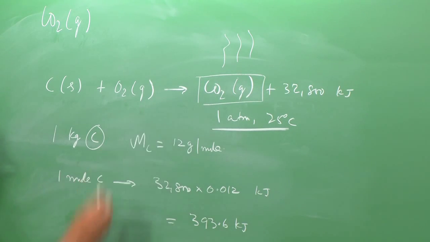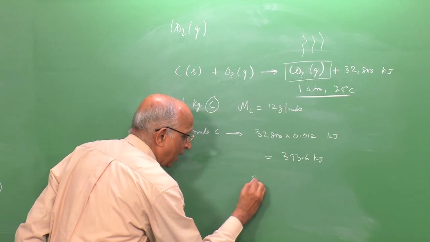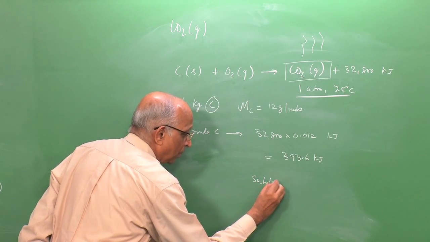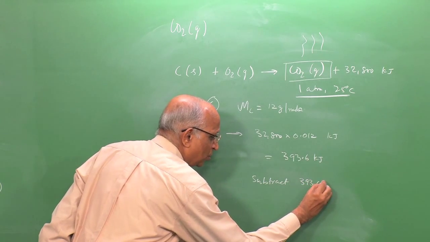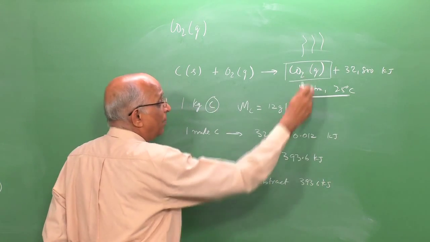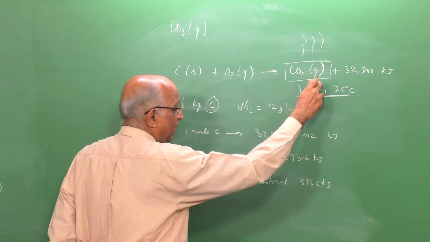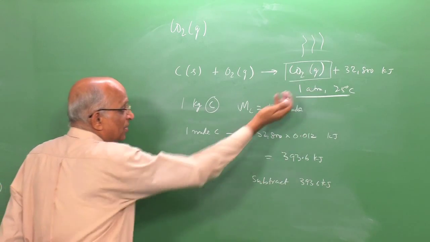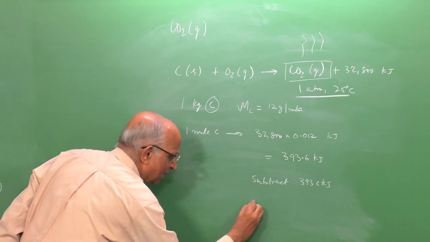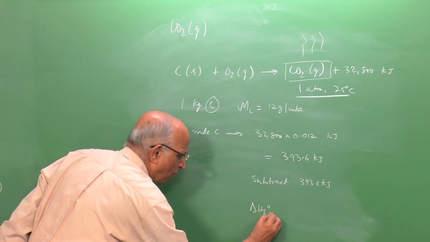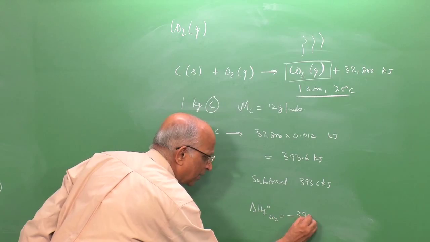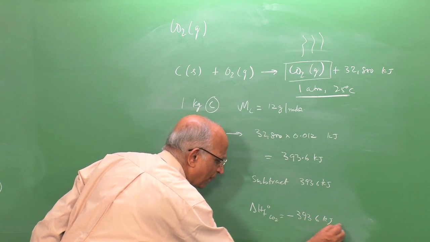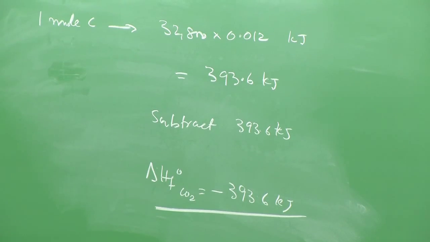Therefore, in this particular reaction, I have to subtract something like 393.6 kilojoules of energy to be able to get back the carbon dioxide in standard condition. Since I remove the heat, I say the heat of formation of carbon dioxide is equal to minus 393.6 kilojoules. And this is how the values are calculated.